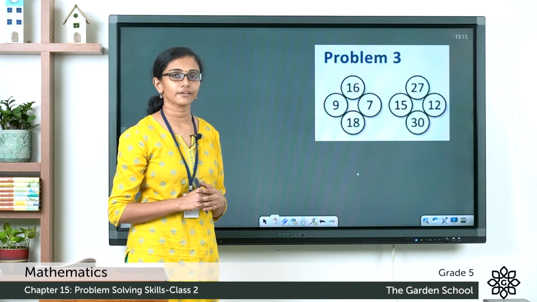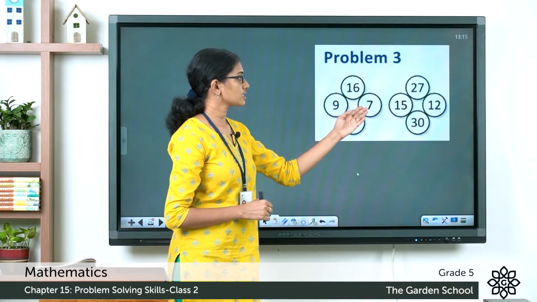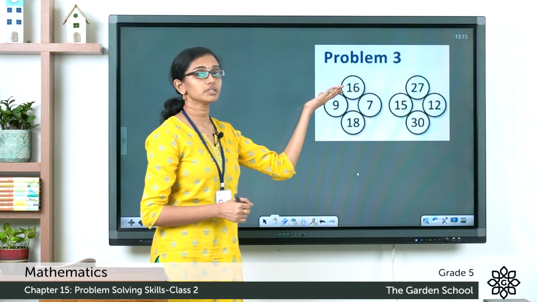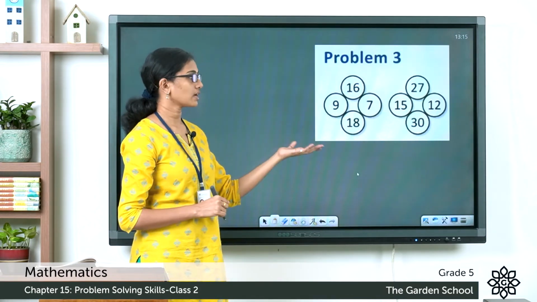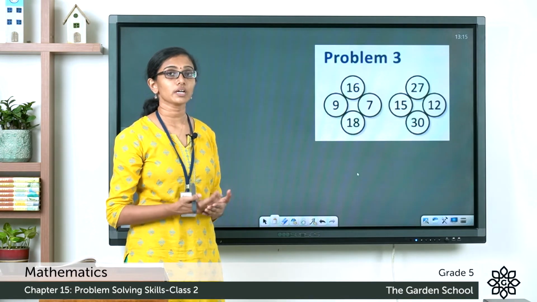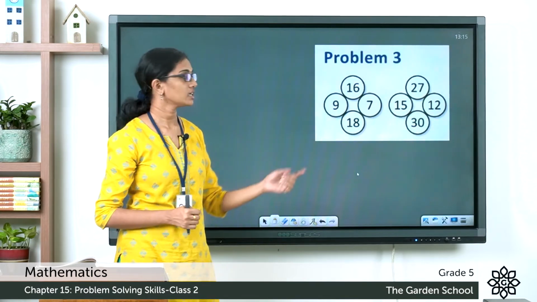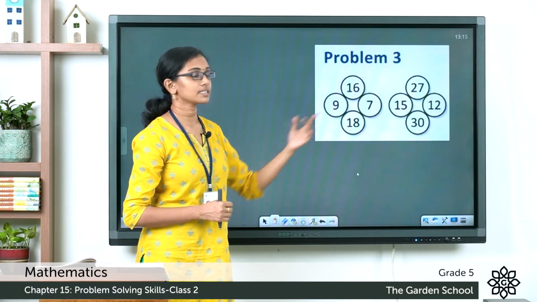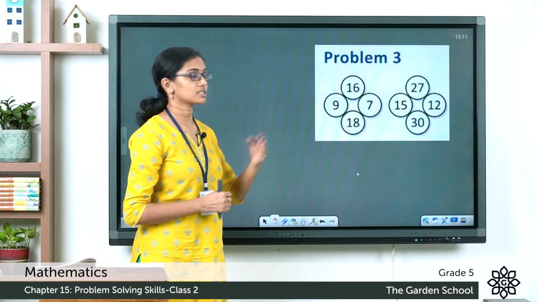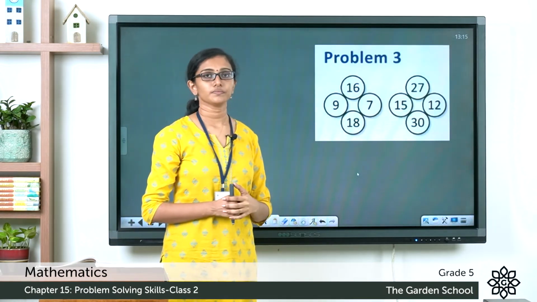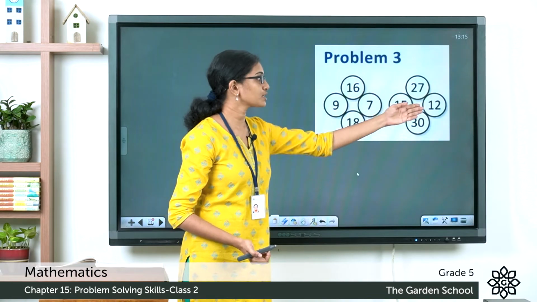Observe these numbers carefully. You have the numbers 9 and 7. And in the topmost circle, in the first case, you have the number 16. Can you identify a pattern? Or can you identify how this number 16 was written? You see, these numbers 9 plus 7 is equal to 16. And let's say the next case, 15 and 12. What is the sum of 15 and 12?